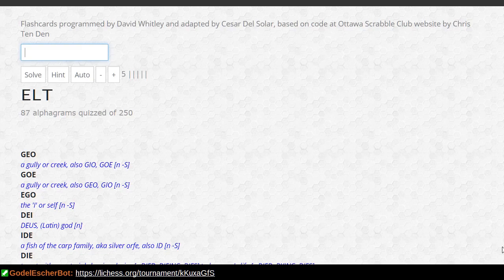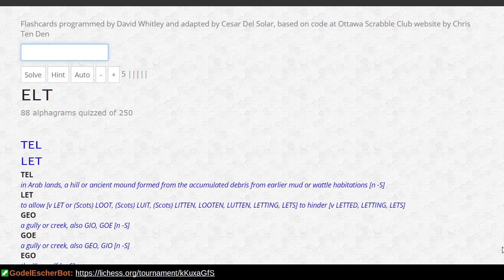We all know let. Tell, I think, is... I was going to say some word for telephone, but... In Arab lands, a hill or ancient mound formed from accumulated debris, from earlier mud or wattle habitations. That is a tell. Another way to pronounce these letters would be elt. A young sow. All right.